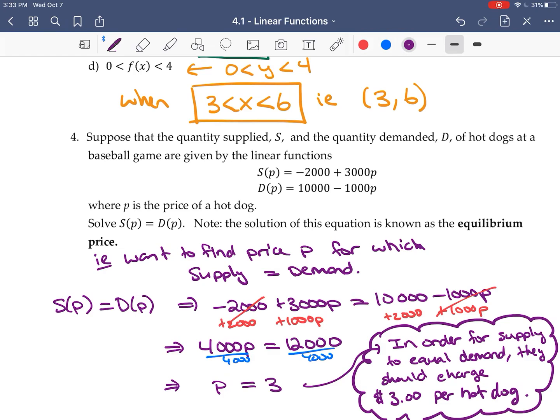So to find the intersection of two linear functions, you can set them equal to each other and then solve for the independent variable. So those are a few extra examples with linear functions.